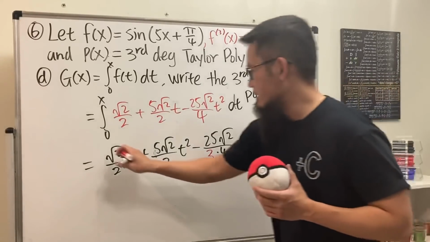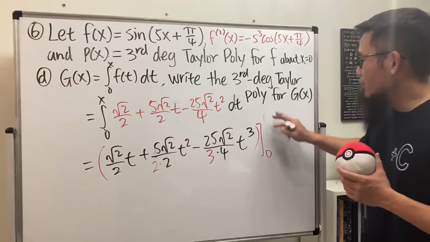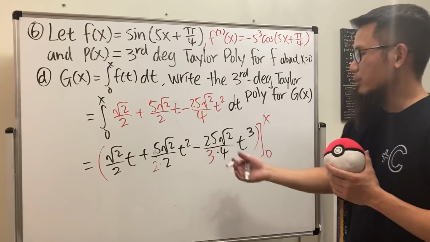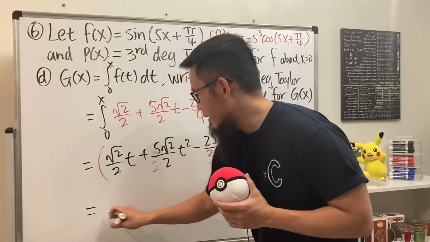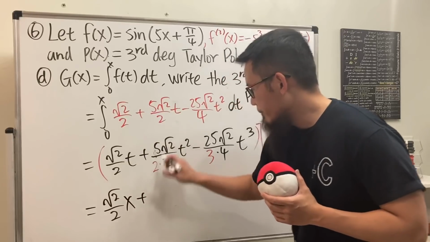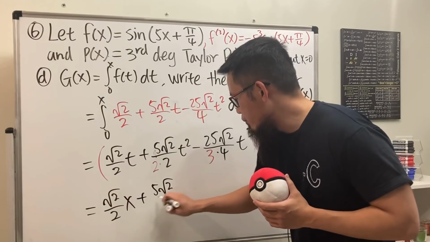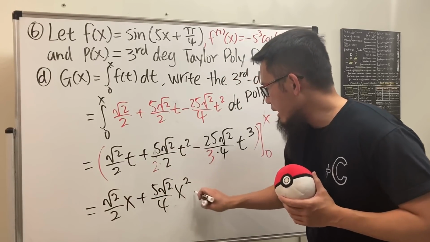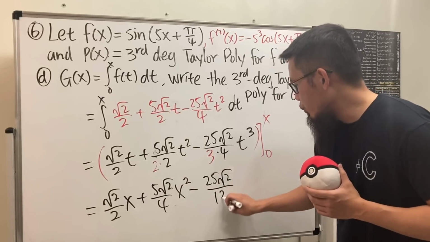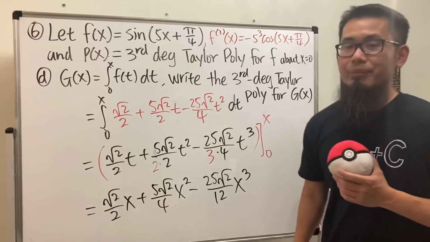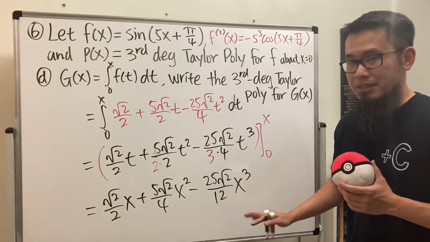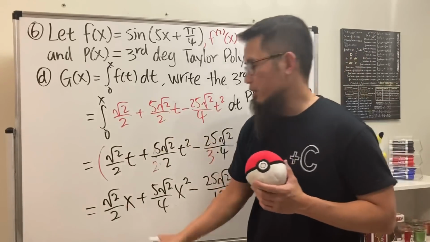Finally, 0 to x. You're plugging x into all the t's and then plugging 0 into all the t's. Finally, we get square root of 2 over 2 x plus 5 square root of 2 over 4 x squared, and then minus 25 square root of 2 over 12 x to the third power. Plugging 0, you just get all 0. There's no plus c because this is actually a definite integral.